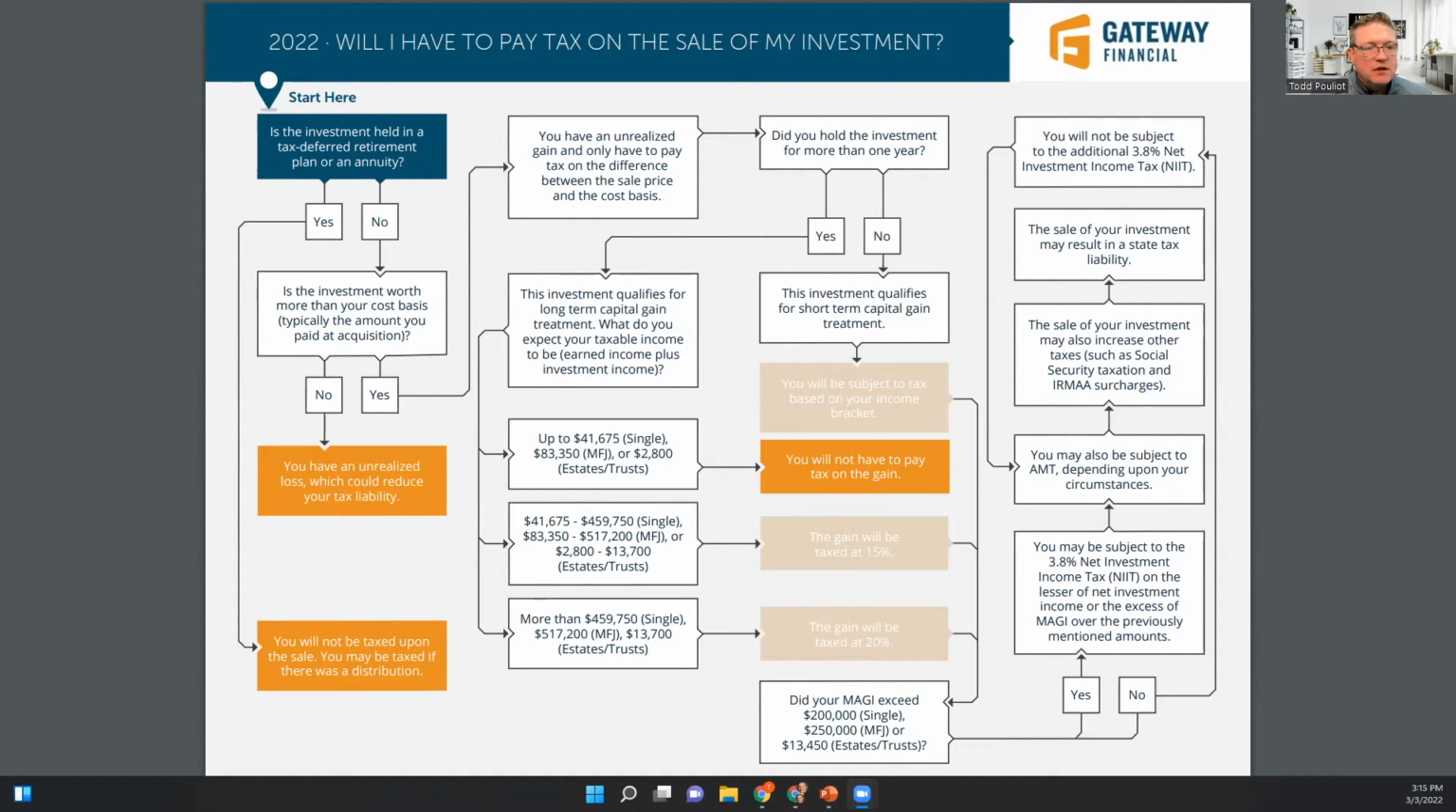If it is, you will not be taxed upon the sale. You may be taxed if there was a distribution. So be cognizant of whether or not it's just an internal sale or if you're selling it for a distribution and what that tax situation is.